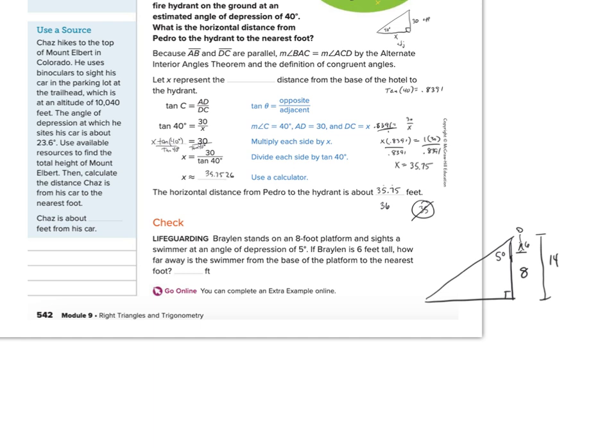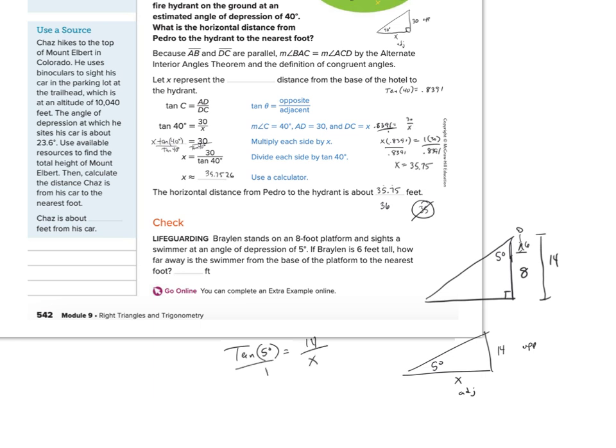All right. So again, this triangle looks something like this. I have 5 degrees. I know that he is 14 feet up in the air, and I am trying to figure out just how far he is from the base of the platform. So that is going to be the opposite over the adjacent, which happens to be tangent. So the tangent of 5 degrees is equal to the opposite, which is 14, over x.